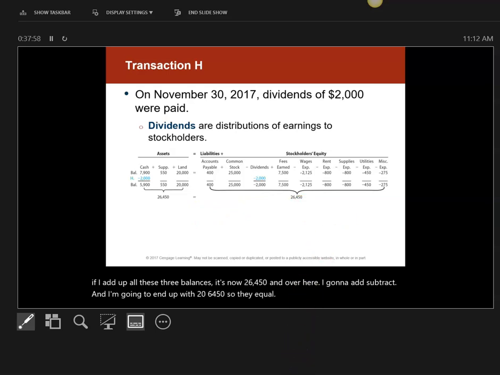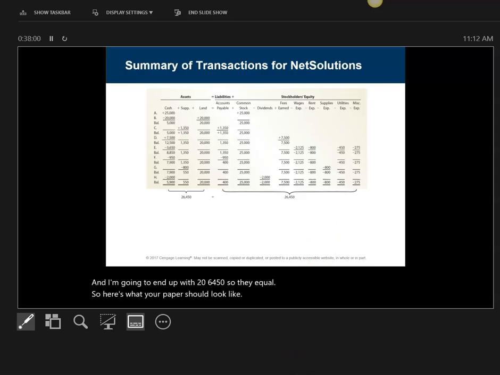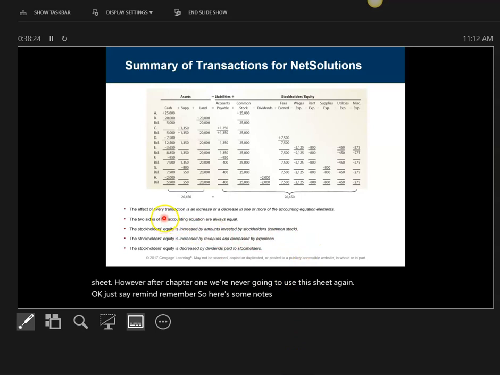So here's what your paper should look like. A, B, balance, C, balance, D, balance. This is probably one of the hardest things there is, this sheet. However, after chapter 1, we're never going to use this sheet again. Okay, just so you remember. So here's some notes here. The effect of every transaction is either an increase or decrease in one or more of the accounting equations. Two sides of the accounting equations always have to equal. This always has to equal to here.